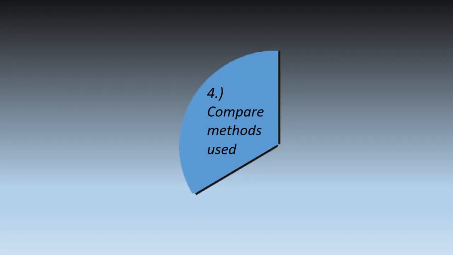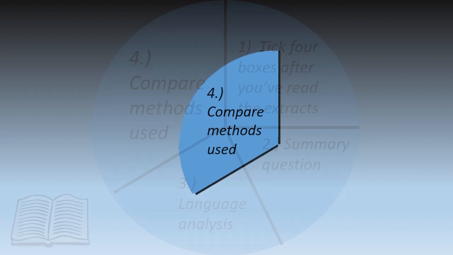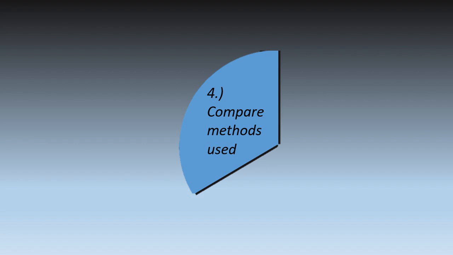Question 4 comes next. That is to compare methods used. If we just think about the marks here, question 1 is worth 4 marks, but we do need 15 minutes to make sure we've read the extracts really carefully. The summary question's worth 8, the language analysis question is worth 12 marks, and this compare methods used question for question 4 is worth 16. So it needs a little bit more focus from us, probably just under shy of 20 minutes focus, and we do really want to engage with both extracts.